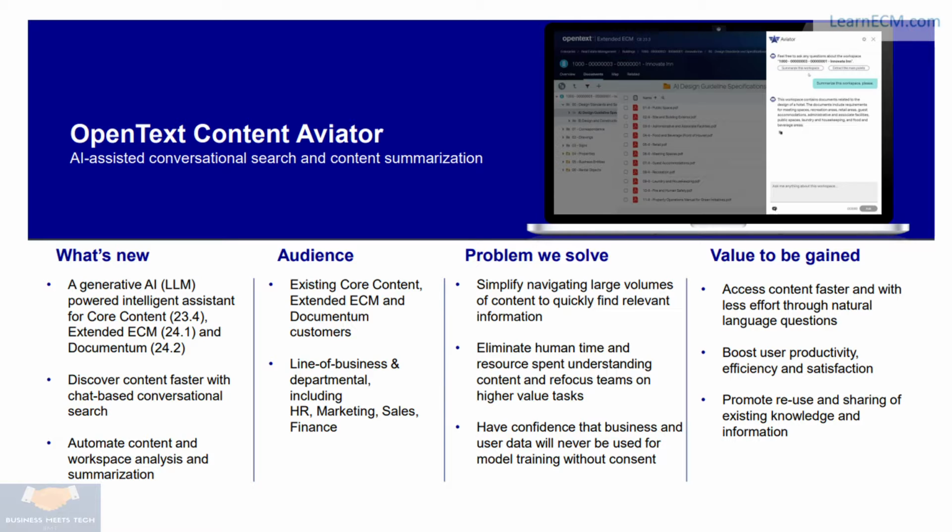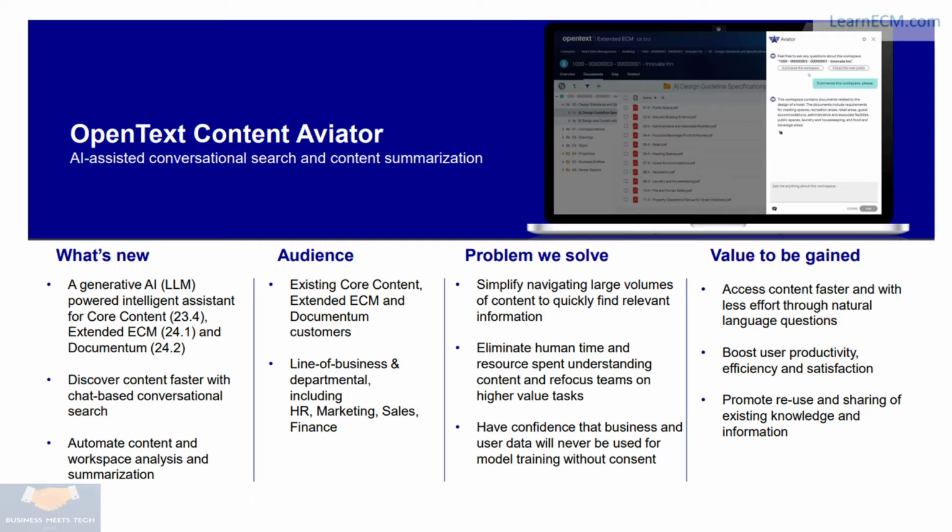And this is relevant across different lines of business, whether it be HR, IT, marketing, sales, finance, or procurement, because the features are applicable everywhere. So the audience is typically those who are using this solution in different departments. So how does it solve the problem? It simplifies the navigation of large volumes of content to quickly find relevant information. That is a very important use case. It eliminates human time and resources spent understanding content and refocuses teams on higher-value tasks.